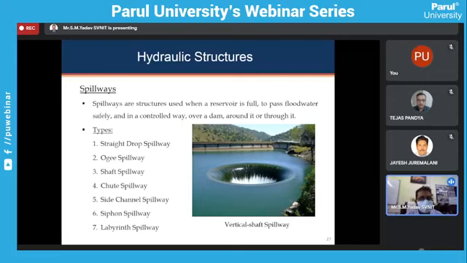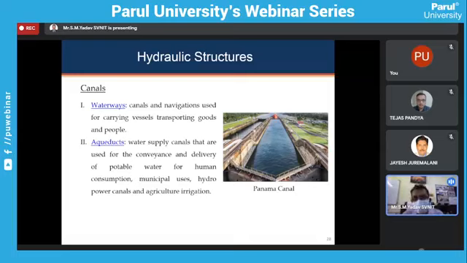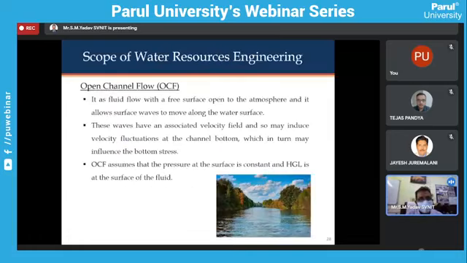So various types of spillways and their designs, and the canals, waterways which carry water from the dam to the furthermost point, or it can be a navigation canal, it can be an irrigation canal. As you know, India is also planning for national waterways, and in coming days the role of canals, specifically navigation canals, will gain importance, and this is also one of the areas in which a water resources engineer can work.